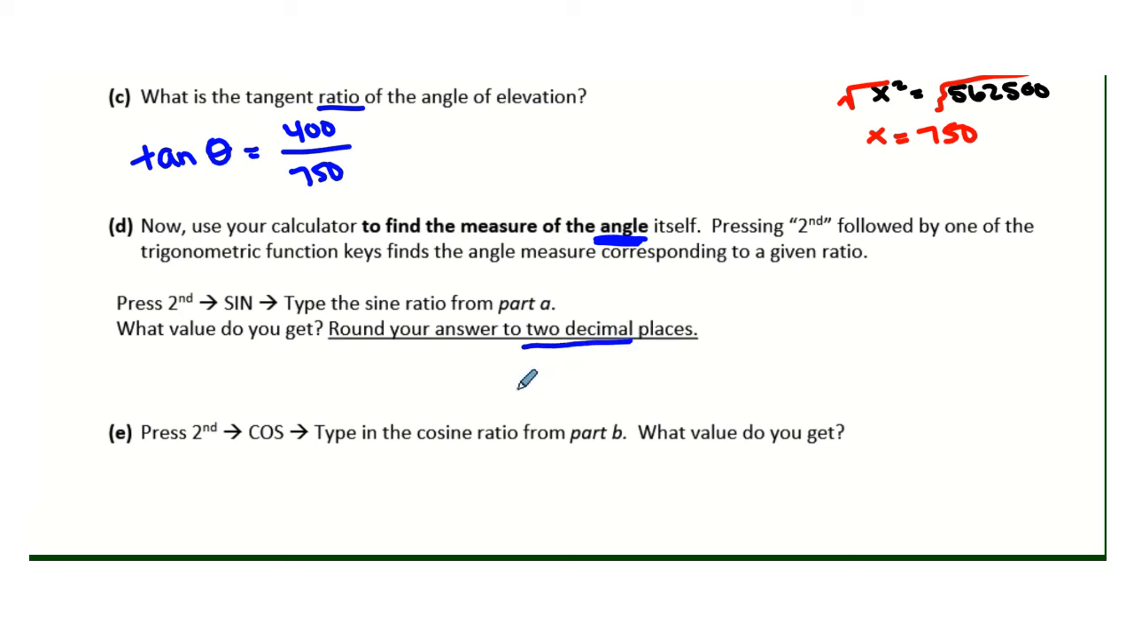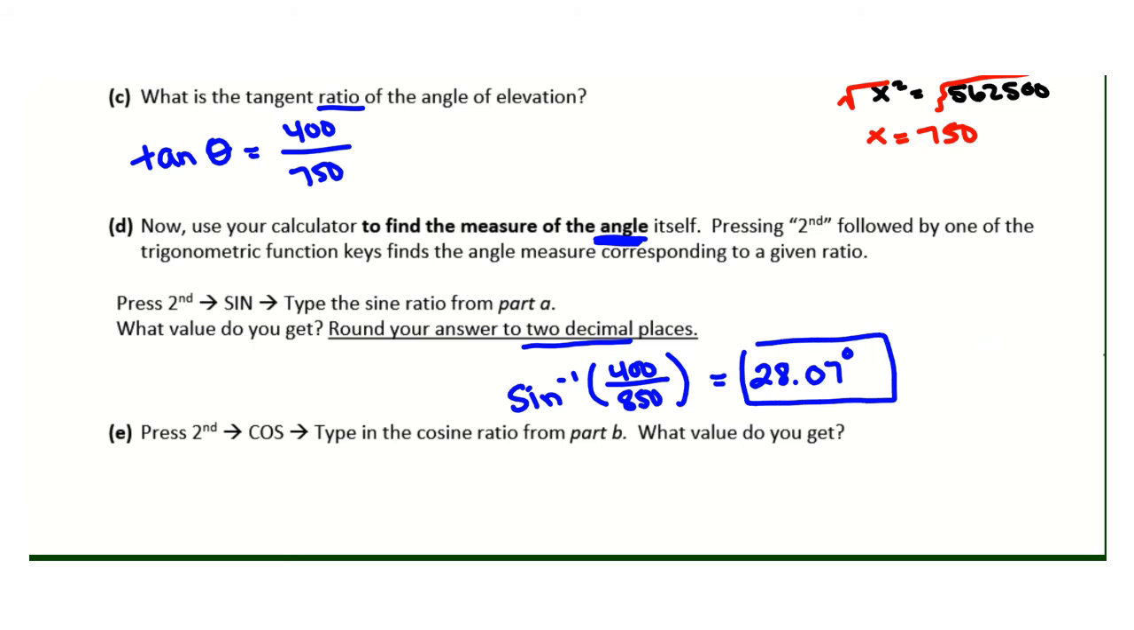So again, when we plug this in our calculator, we did the inverse of sine, and we used our ratio, which was 400 over 850. And when we did that, we got 28.07 degrees. Make sure you include your degree symbol.